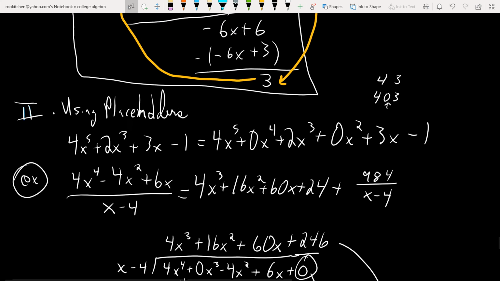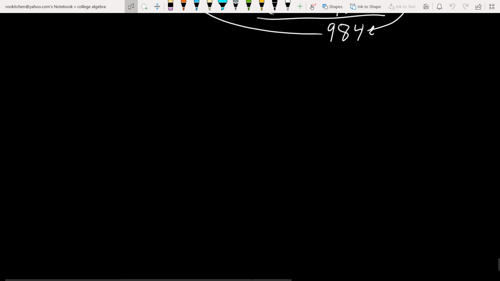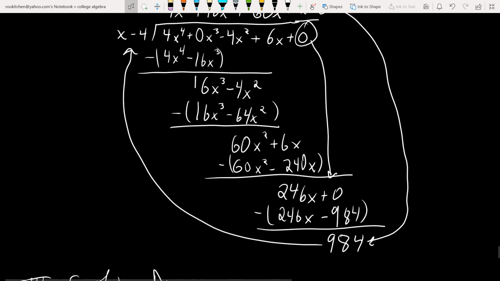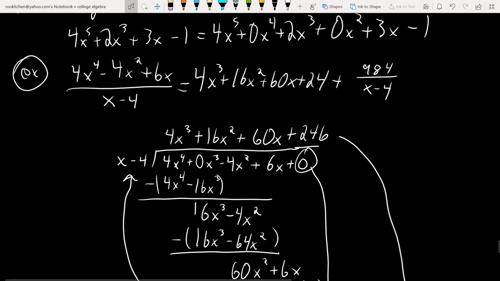Let's move on to the synthetic division. Okay, so this is section 3, synthetic division. If you're doing a lot of this polynomial division, you need a shorthand way of handling it, and this will give us one. The only problem is if you try to do it in general, it won't always work. Basically, your divisor has to be in the form x minus some constant.